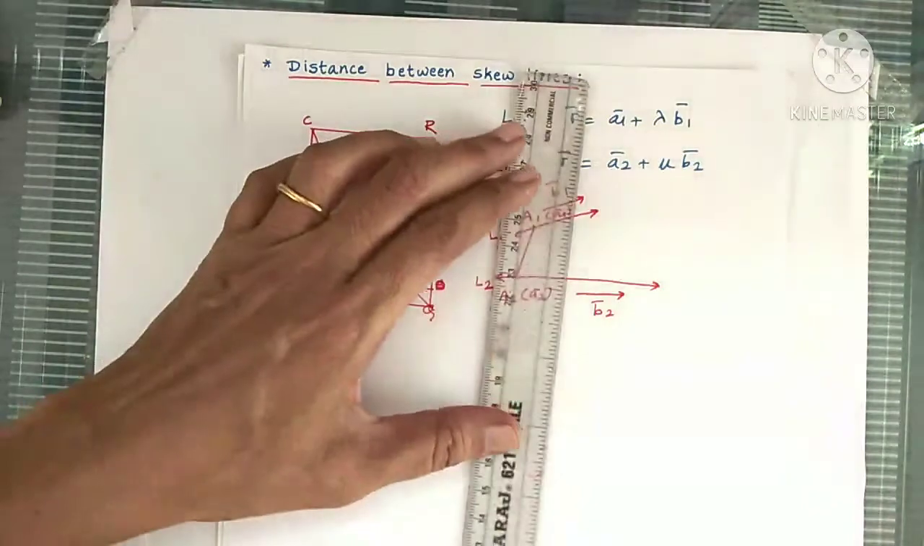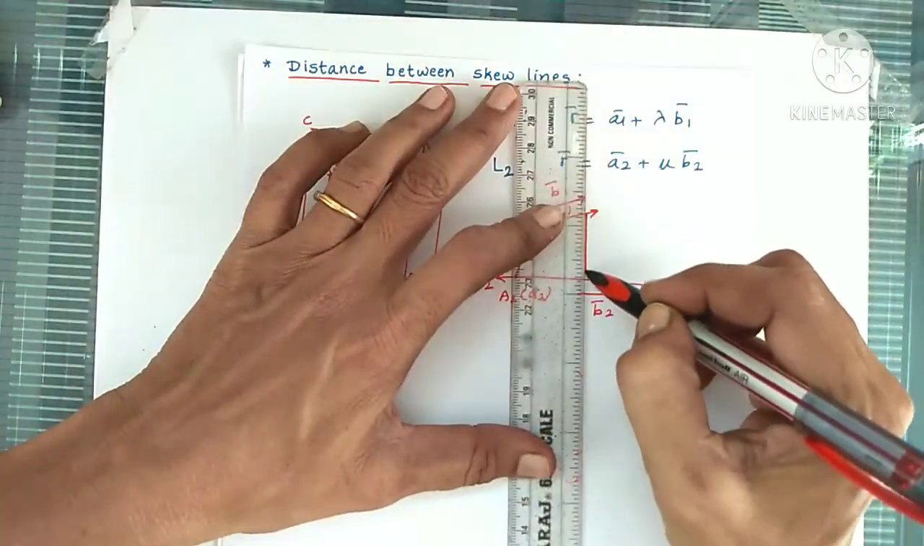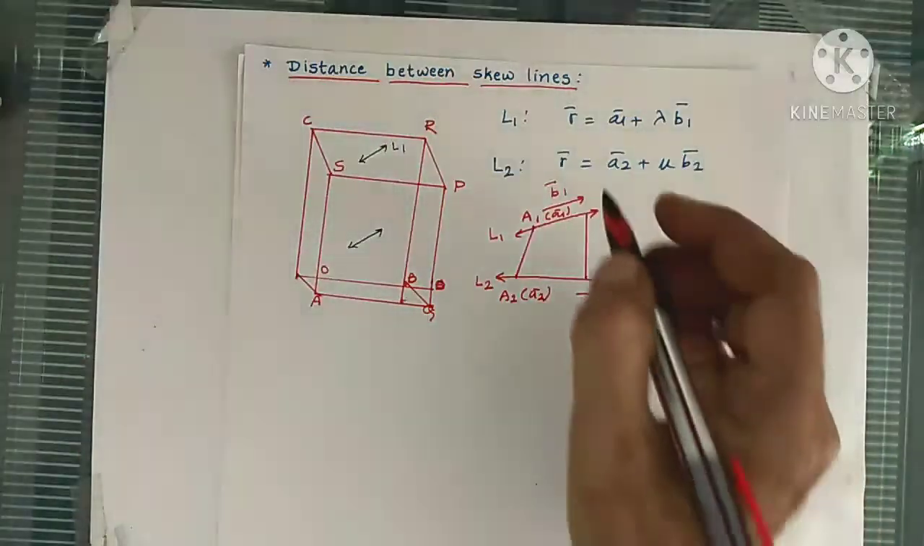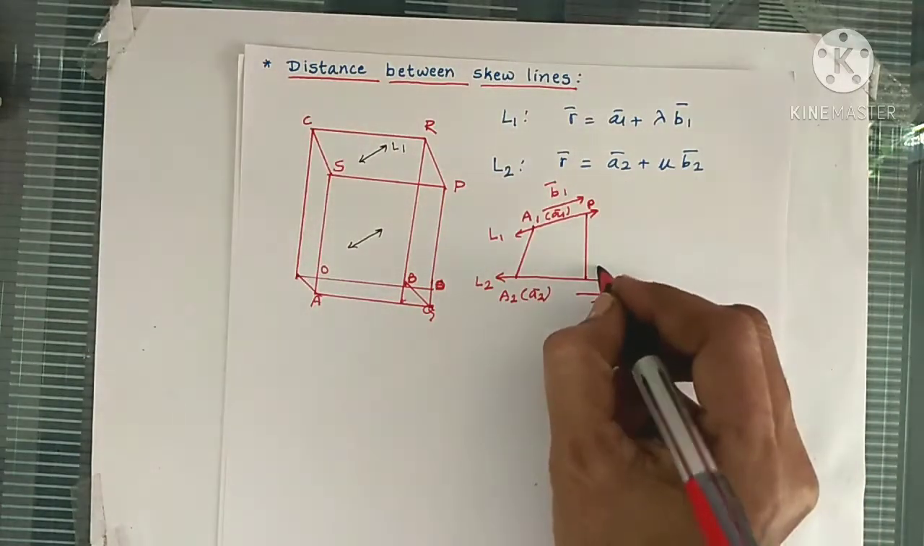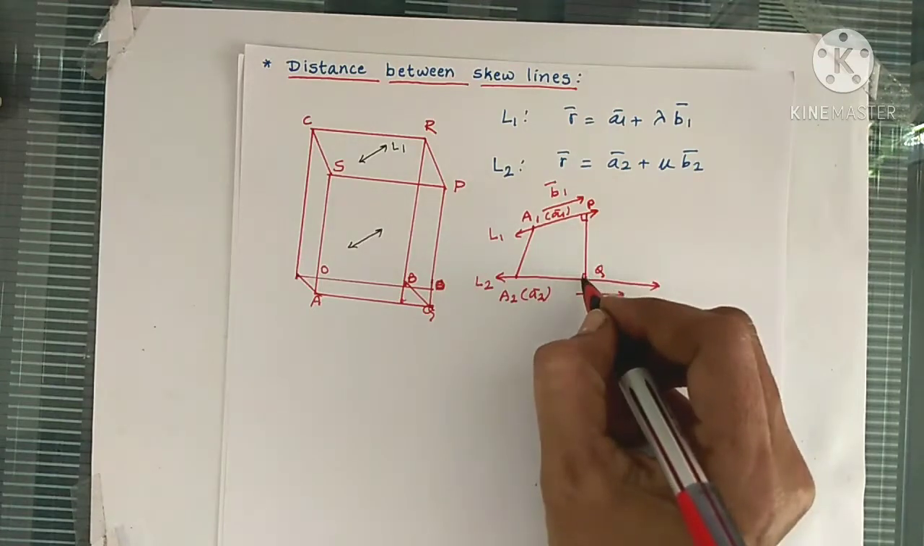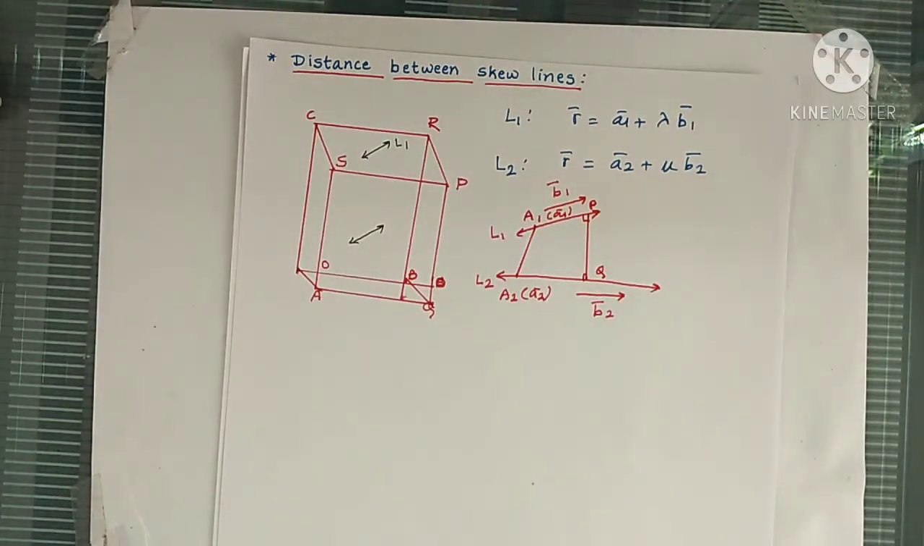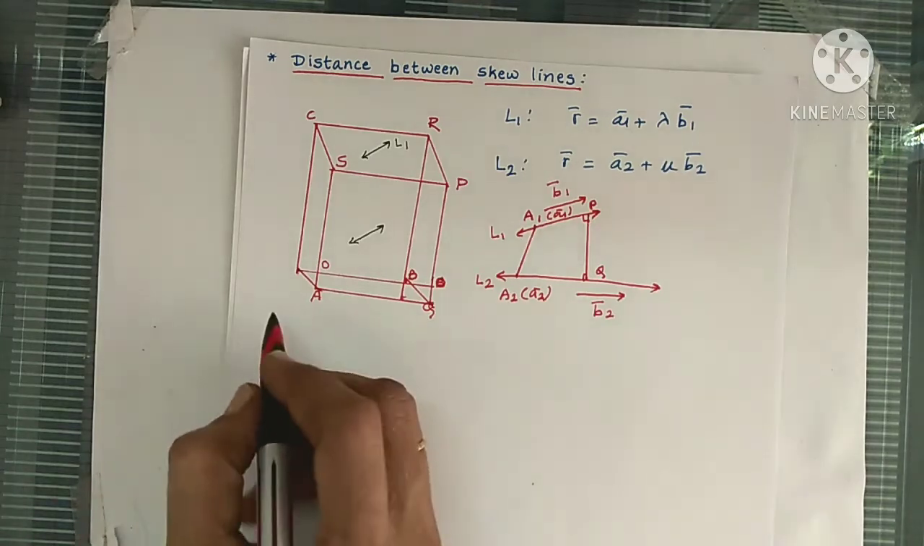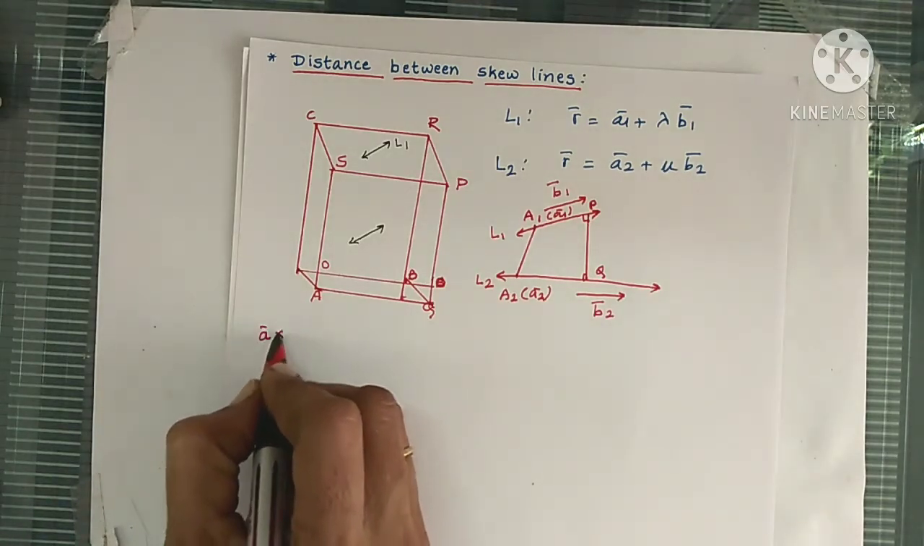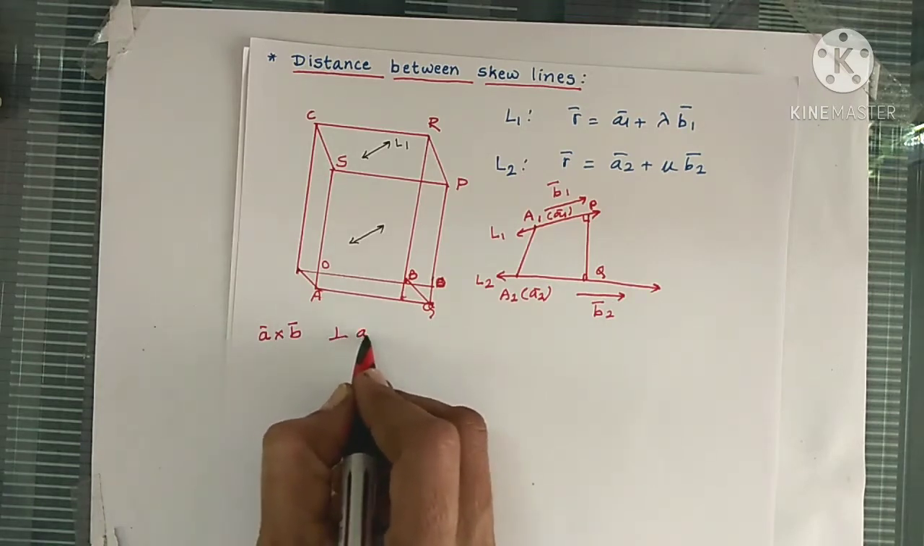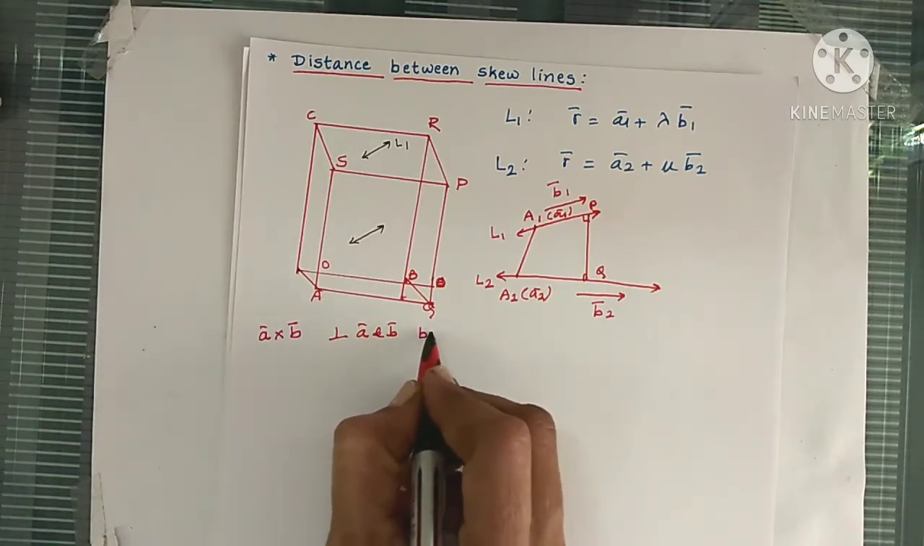Now to find the perpendicular distance between these two skew lines, let the shortest distance be PQ. So our aim is to find distance PQ. So we are drawing a perpendicular from L1 to L2. Now we know that a vector which is perpendicular to two vectors, say A bar and B bar, is A bar cross B bar. What I said here is A bar cross B bar is always perpendicular to A bar and B bar both.